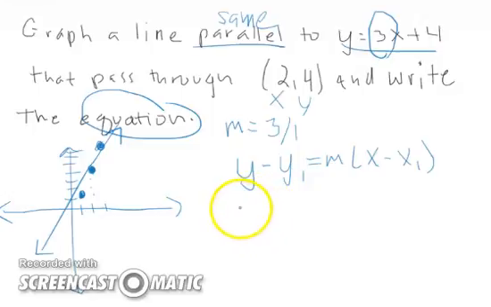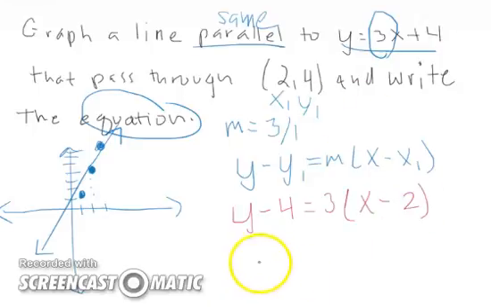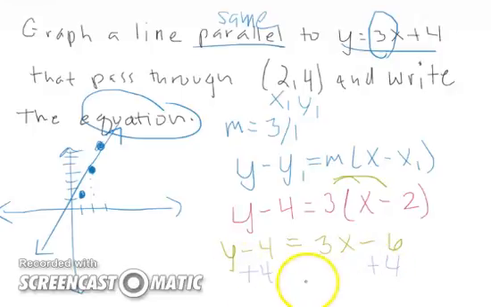I'm going to plug in my x1 and y1, which is given to me right here. We get y minus y1, which is 4, equals my slope, which is 3, times x minus 2. If I want, I could put this into slope-intercept form, so let's do that for fun. Distribute the 3, so we get 3x minus 6 equals y minus 4. Last step is to add the 4 over, and we get y equals 3x minus 2.